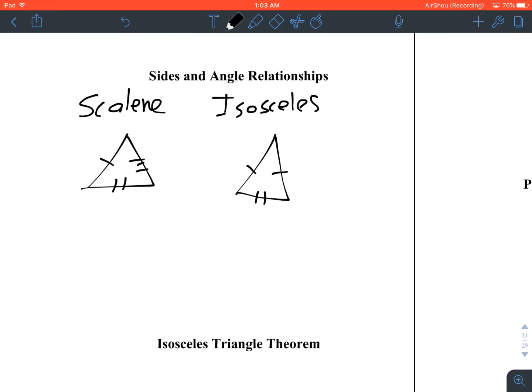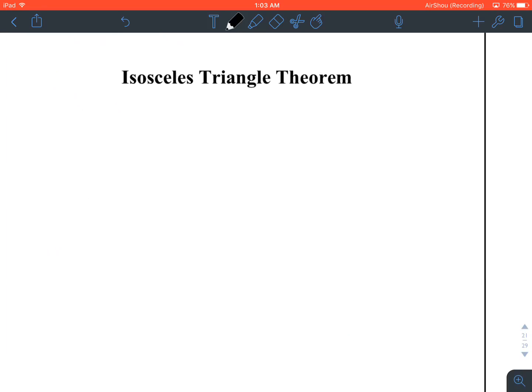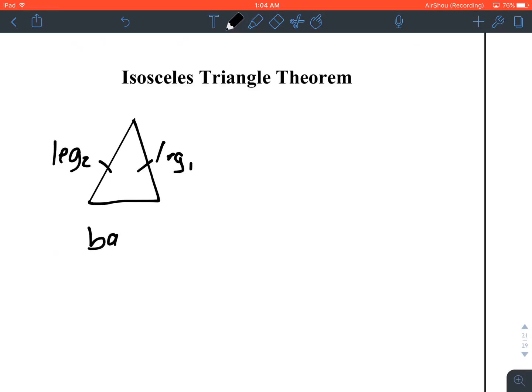An equilateral triangle has all sides the same length, therefore all the angles are also the same. The Isosceles Triangle Theorem says that in an isosceles triangle, by the way, the two sides that are the same length are called legs. Leg 1, leg 2. The Isosceles Triangle Theorem says that in an isosceles triangle, the two base angles have to be the same. The base angles are the angles opposite the legs.